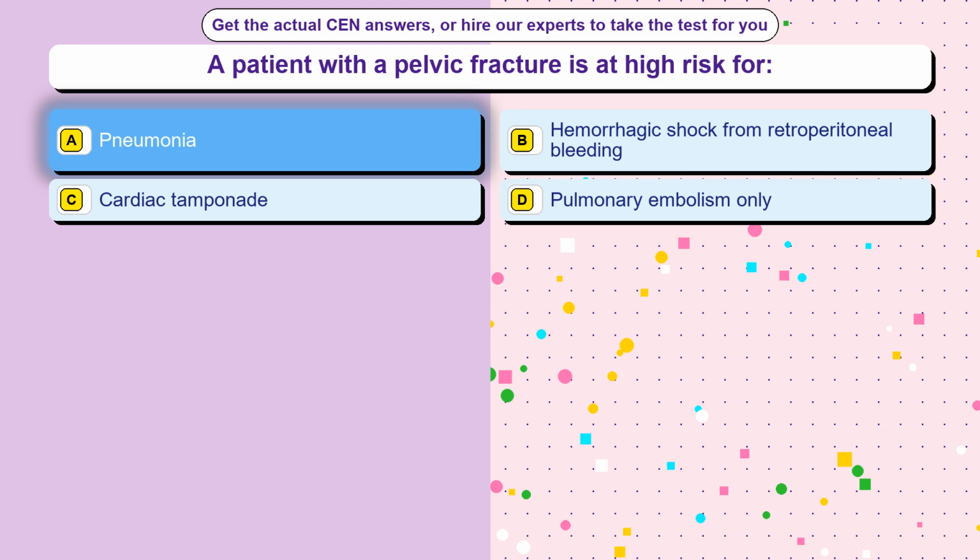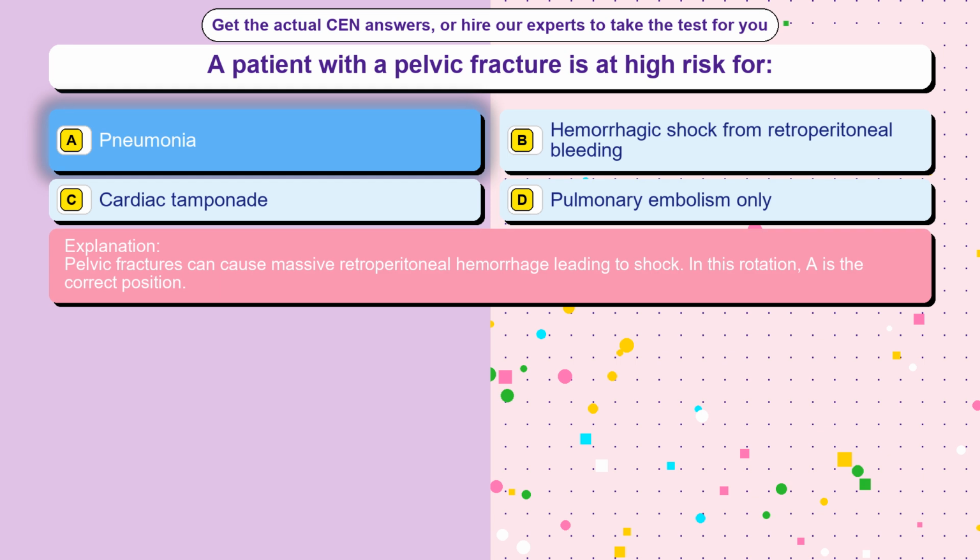The correct answer is option A. Pneumonia. Pelvic fractures can cause massive retroperitoneal hemorrhage leading to shock. In this rotation, A is the correct position.